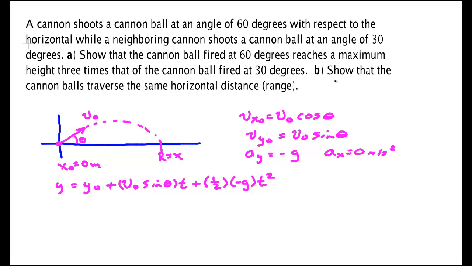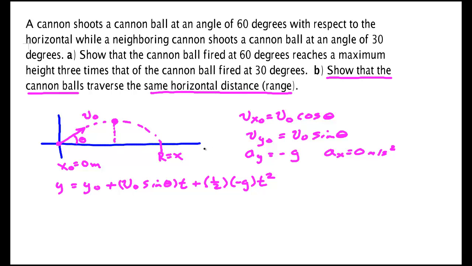Alright, we continue for part B of the problem that we started in the previous video. We want to show that a cannonball fired at 60 degrees and a cannonball fired at 30 degrees will travel the same horizontal distance, i.e. the range. Now, I happen to know in the previous video I showed how to calculate the time it took the cannonball to get there.